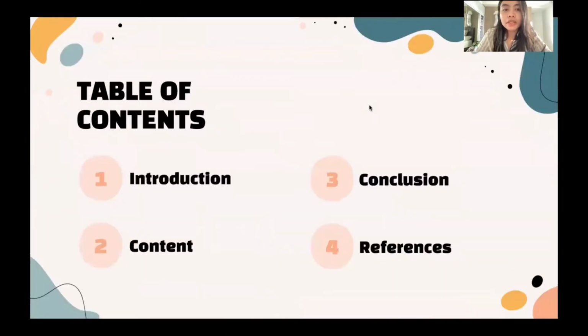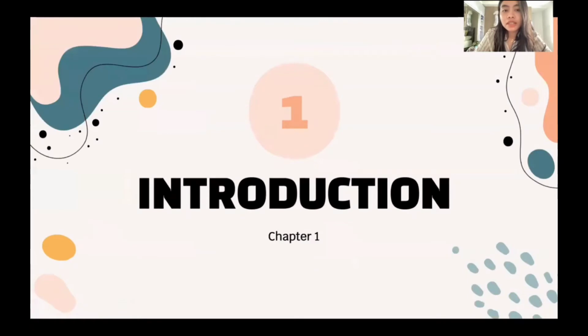So this is the table of content of our student project. The first one is introduction, then content, conclusion, and the last one is reference. So let me start from introduction.